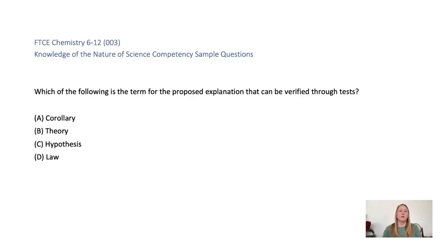A, corollary. This is something that follows from a proven idea, not a starting point for testing. B, theory. A theory is a well-tested explanation, but not just a proposed one. It comes after lots of testing. D, law. A law describes what happens, like gravity, but doesn't explain why. The correct answer is C, hypothesis.